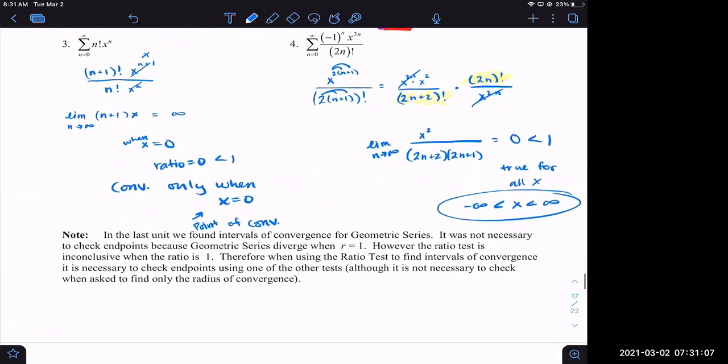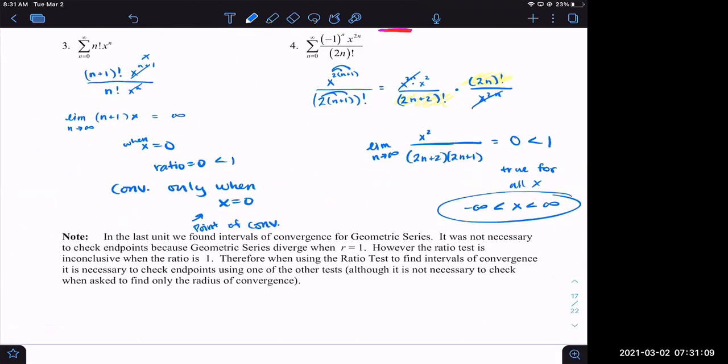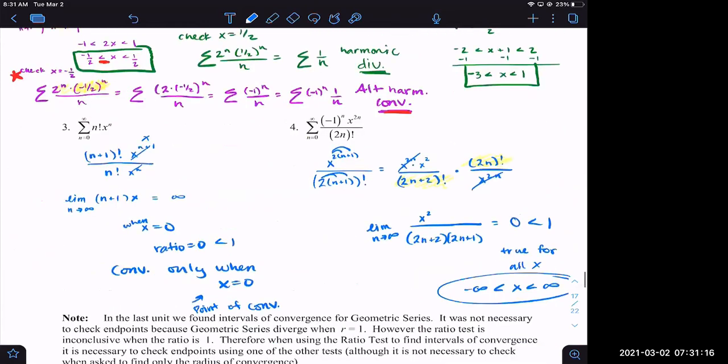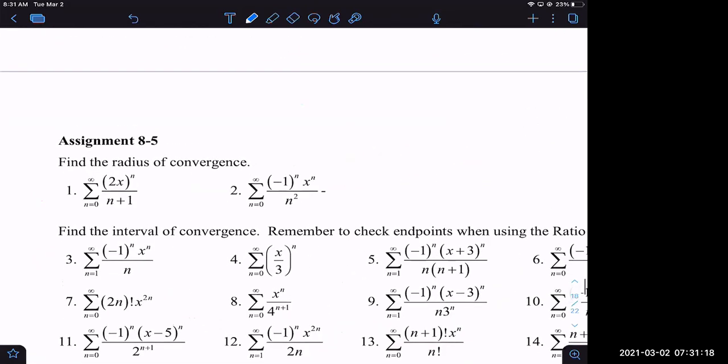Then the note at the bottom is just saying if it's a geometric series, it's going to be faster, but I kind of showed you that on number 2, that if you recognize that it's geometric, you do not have to check endpoint. So sorry, I know that that was like quick, but I think we'll be okay.